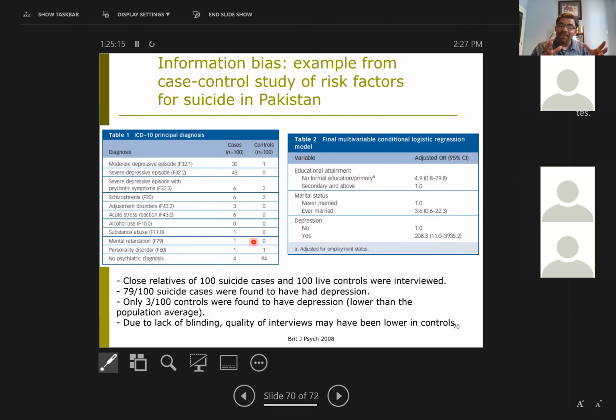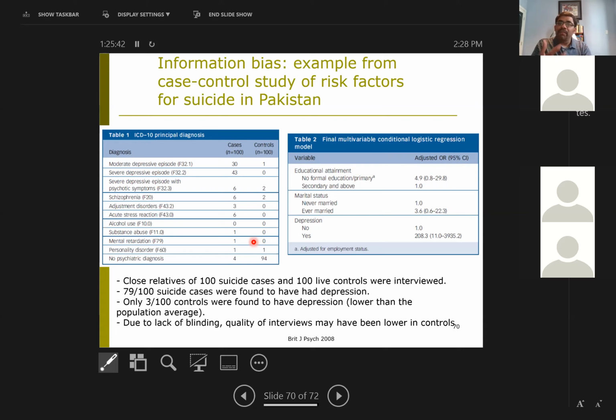And then if you turn and look deep into the study, you realize where the bias is coming from. The cases are all dead people. They've all committed suicide. So the only way you will find any information about them is by interviewing the next of kin, right? Now, Pakistan is a conservative society, just like India. Suicides are rarely discussed in public, right? Family will not talk about that to anyone, right?